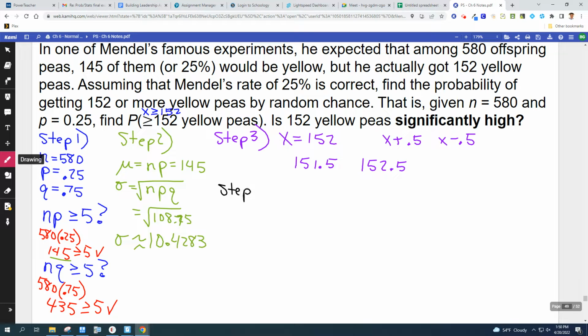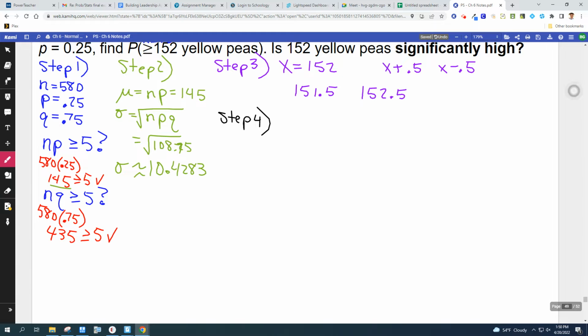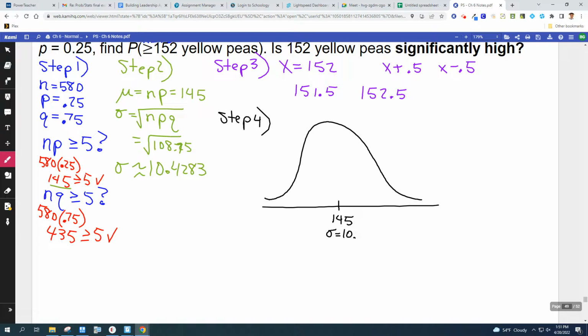Step 4 is where we actually do our normal distribution, and we're going to do it in the exact same way as what we've been doing in the past few sections. I think all of you probably need to be drawing this picture more than you actually do, but draw this picture of the normal curve, and we're going to label the mean 145 and the standard deviation sigma equals 10.4283.